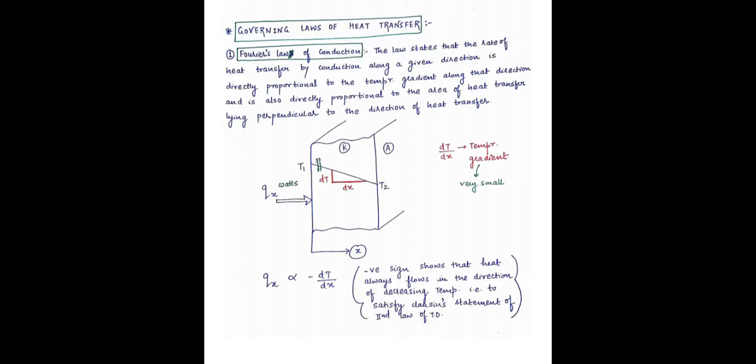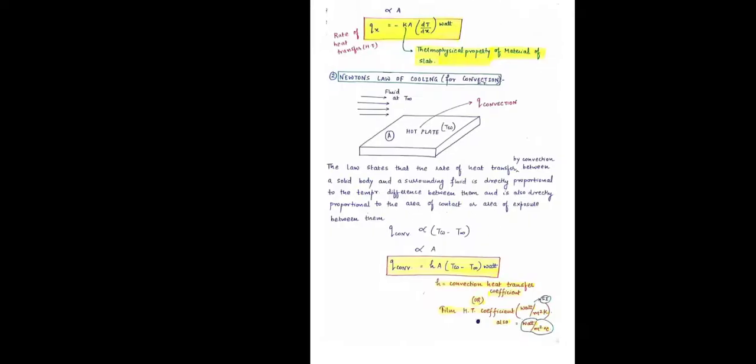Here, consider capital Q is the heat transfer and small q is the heat transfer rate. Here Qx means Q is the heat transfer rate and x is the direction perpendicular to the cross-section area. According to this law, Qx is directly proportional to minus dT upon dx, where the negative sign shows that heat always flows in the direction of decreasing temperature, that is to satisfy the Clausius statement of the second law of thermodynamics. And dT upon dx is the temperature gradient.